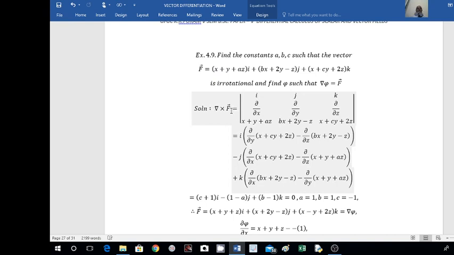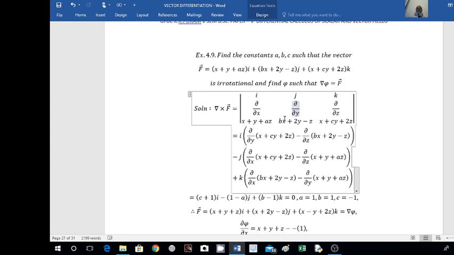So find del cross f. First row is i, j, k. Second row the derivatives, dou by dou x, dou by dou y, dou by dou z. Third row the components, x plus y plus az, bx plus 2y minus z, x plus cy plus 2z. Expanding this, i into dou by dou y of this. Derivative of x is 0, derivative of 2z is 0, so I am getting only c here.